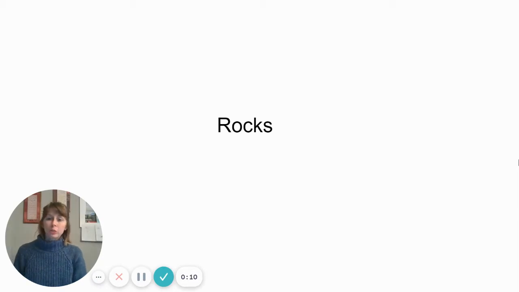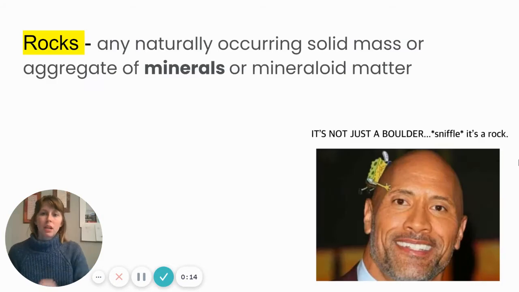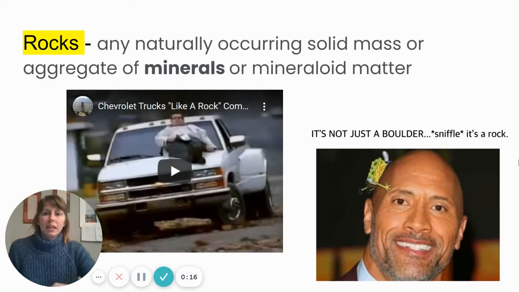This is part 2 of lesson 1 about rocks, and so I have my notes ready. Rocks: any naturally occurring solid mass or aggregate of minerals or mineraloid matter.